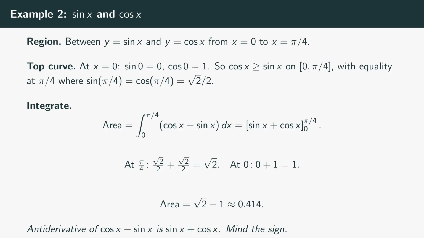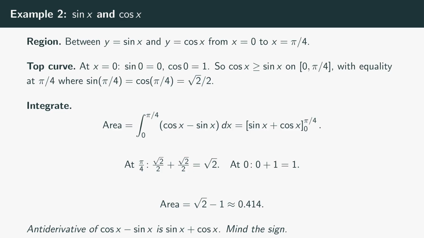Evaluate at the endpoints. At pi over 4, sine of pi over 4 plus cosine of pi over 4 equals the square root of 2 over 2 plus the square root of 2 over 2, which equals the square root of 2. At 0, sine of 0 plus cosine of 0 equals 0 plus 1, so subtract 1. The area is the square root of 2 minus 1, roughly 0.414. A small crescent-shaped sliver between the two trig curves, pinched off at the intersection point x equals pi over 4.